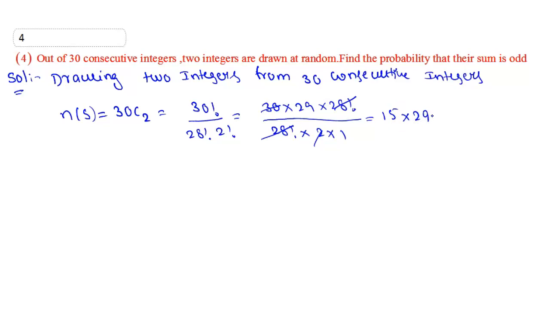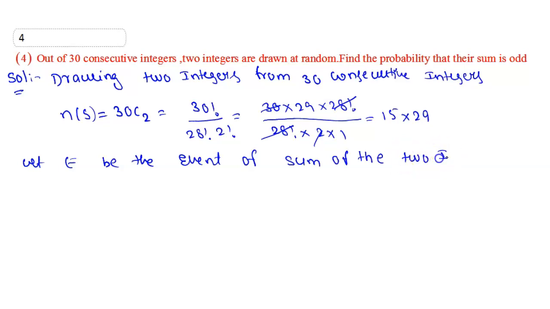Next here we need to take, let E be the event of the sum of the two integers being odd.